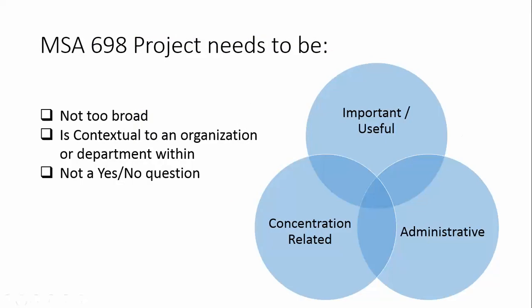Some things that your project needs to be: it can't be too broad, okay? You've got to pick a specific issue, like the feasibility of moving from in-house work to more telecommunicating type work. You know, something not too broad, something you can get your teeth into, but you can follow through the four core courses. It has to be contextual to the organization or department within. So you want it to apply to something you're doing or to an organization you used to be in.